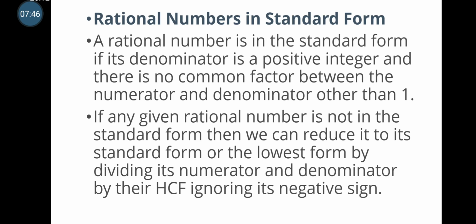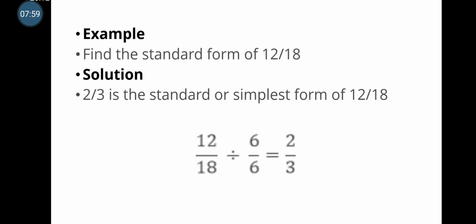If a given rational number is not in the standard form, then we can reduce it to its standard form, the lowest form, by dividing its numerator and denominator by their HCF, ignoring its negative sign. HCF means highest common factor. Okay, with that number it should be divided. We have to reduce to its lowest form, that is only standard form.